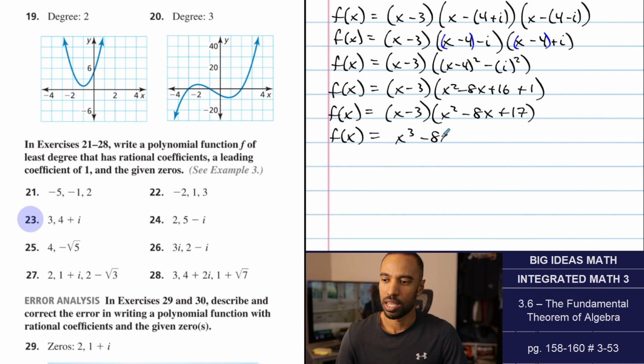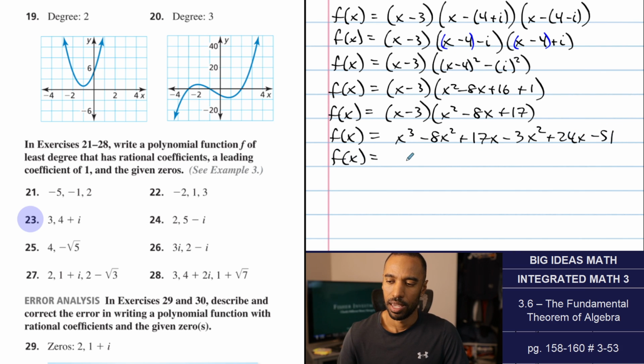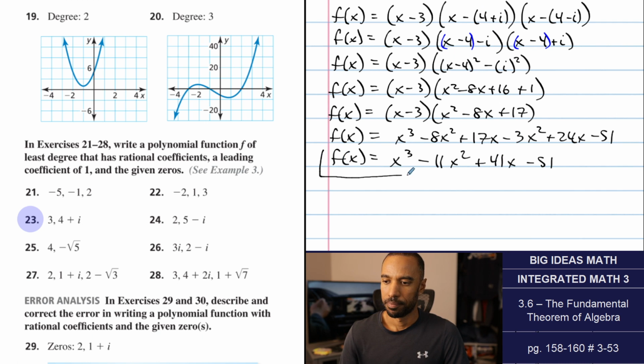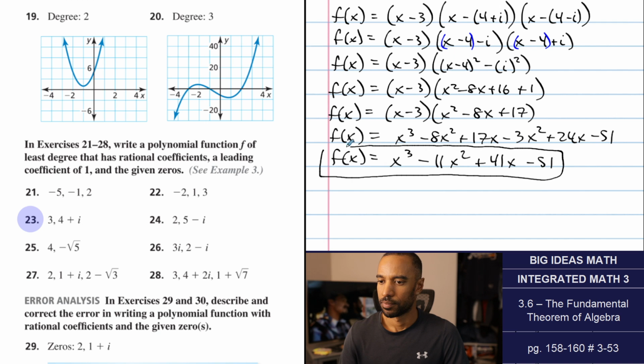x cubed minus 8x squared. Now distribute a negative 3. Remember, all the signs changed. Negative 3x squared plus 24x minus 51. And finish. Oh, I think that's a 41x. Hold on. 17 plus 24. 41x minus 51. Okay. How we doing?